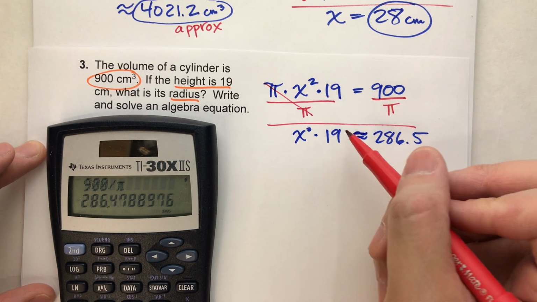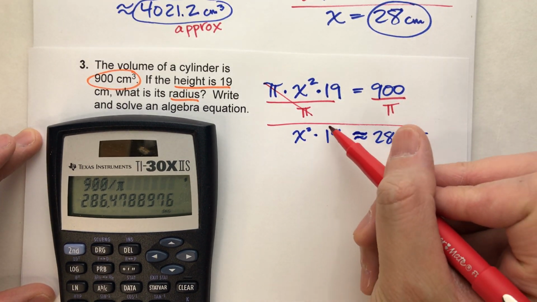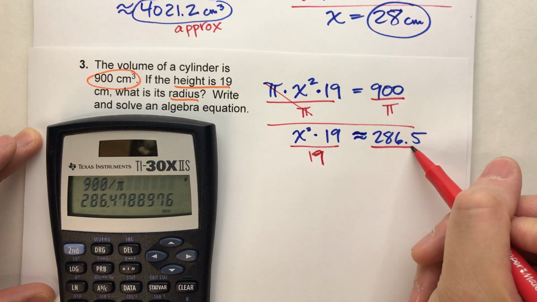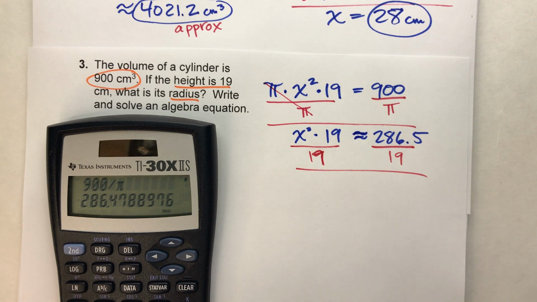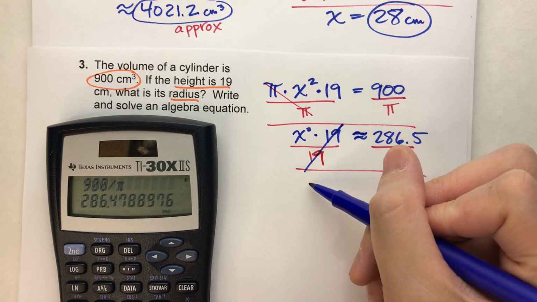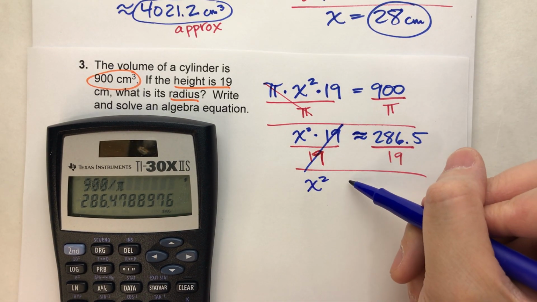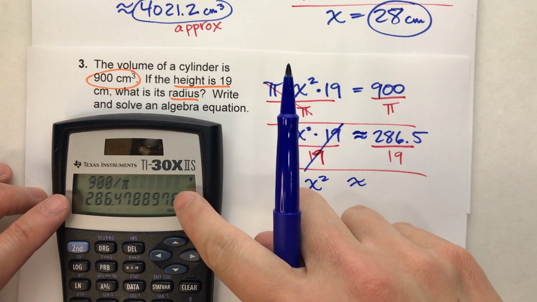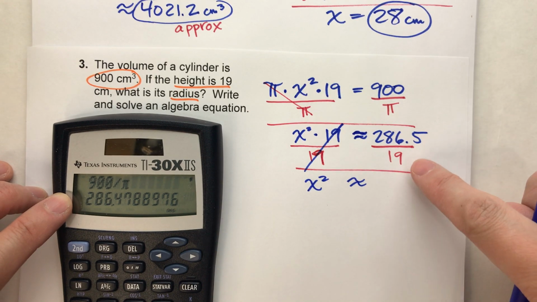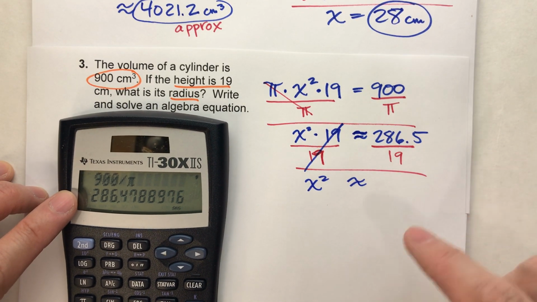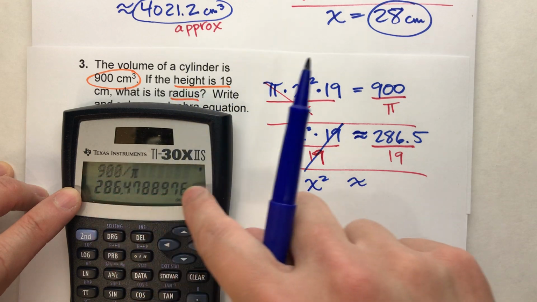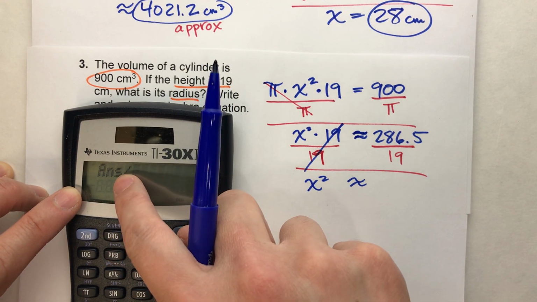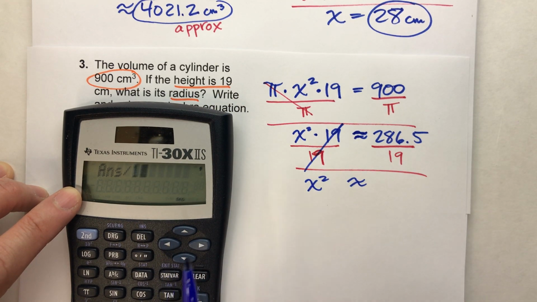Okay? But my next step, I've got to undo that times 19, so I'm going to divide by 19. Ooh, that looks like a 7. There we go. Divide by 19 on both sides. All right, when I do that, these undo each other, but the x squared drops down. The approximate symbol drops down. And whatever that previous number is, I still have it on my screen, divided by 19 will be my next number. So I'm just going to take this whole long number, that previous answer, and divide it by 19.